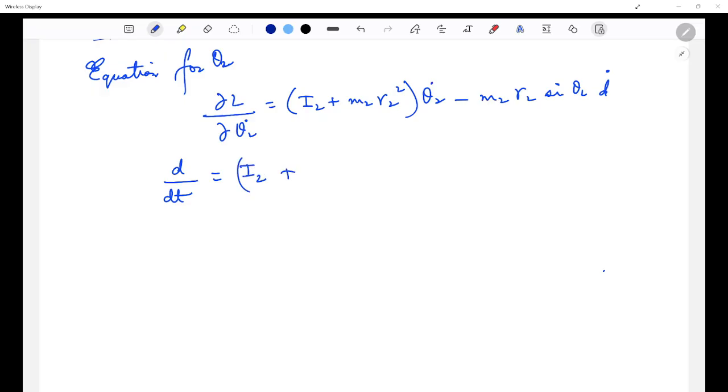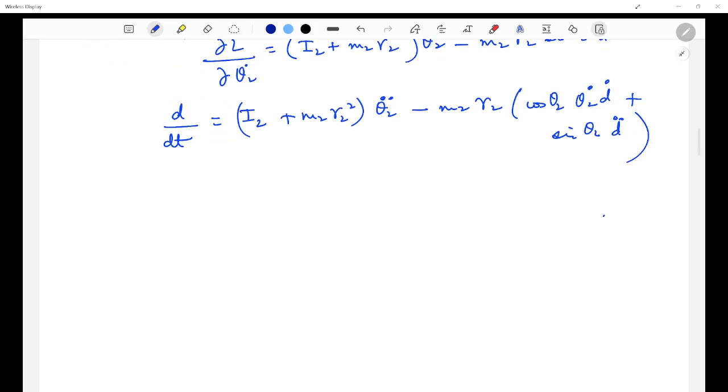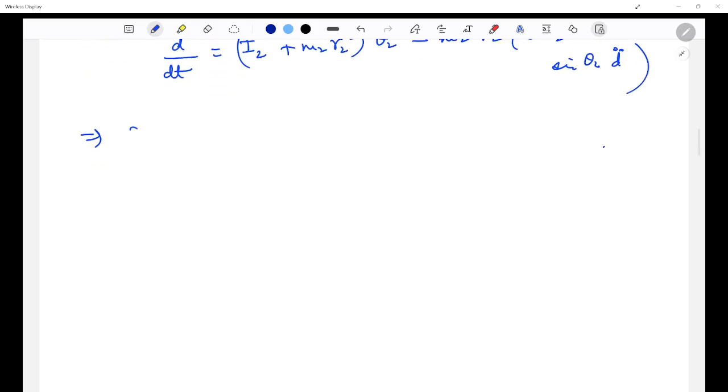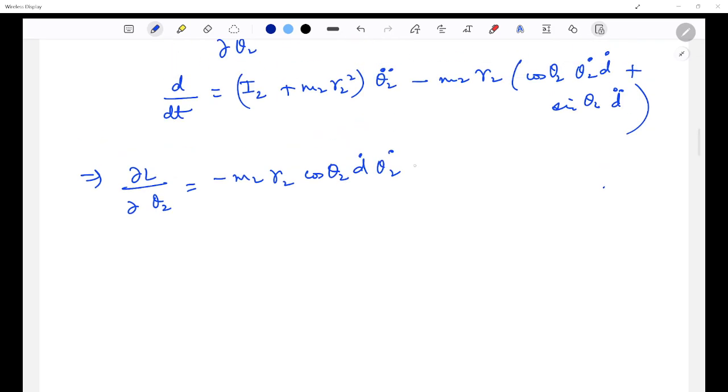It's (I2 + M2 R2 square) into theta 2 double dot minus M2 R2. Again we'll apply the same thing, the u into v rule: cos theta 2 into theta 2 dot into d dot plus sin theta 2 into d double dot. Alright. So from here, your ∂L/∂theta 2 comes out to be minus M2 R2 cos theta 2 d dot theta 2 dot minus M2 G R2 cos theta 2.